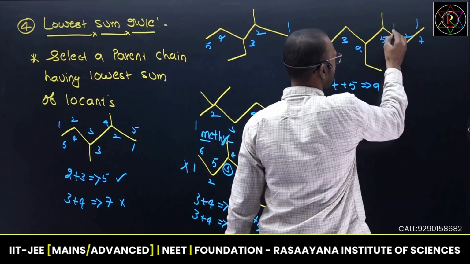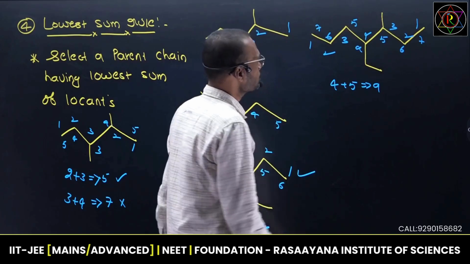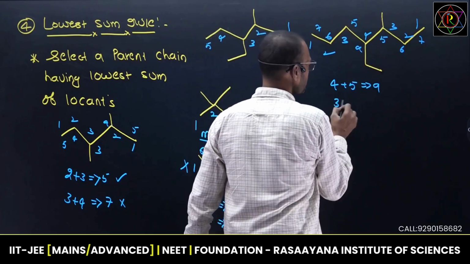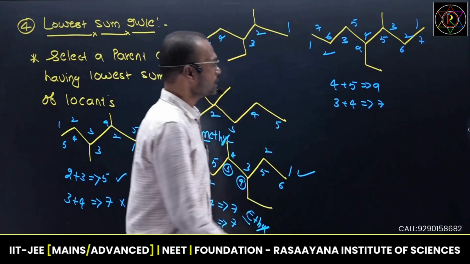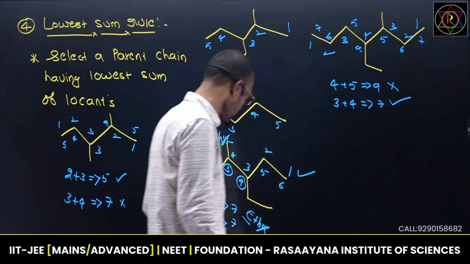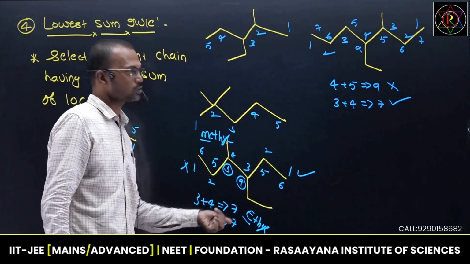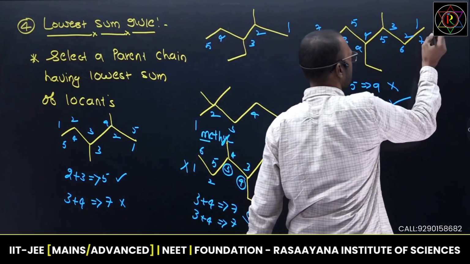And if I start from here 1, 2, 3, 4, 5, 6, 7, now here 3 plus 4, you will get 7. So after getting this, the lowest number is 7. Here the highest number is this, so this is not applicable. But here see, in both directions you are getting the same number. So that's why follow this side. So I can write directly from here. This is the correct way of giving numbering.